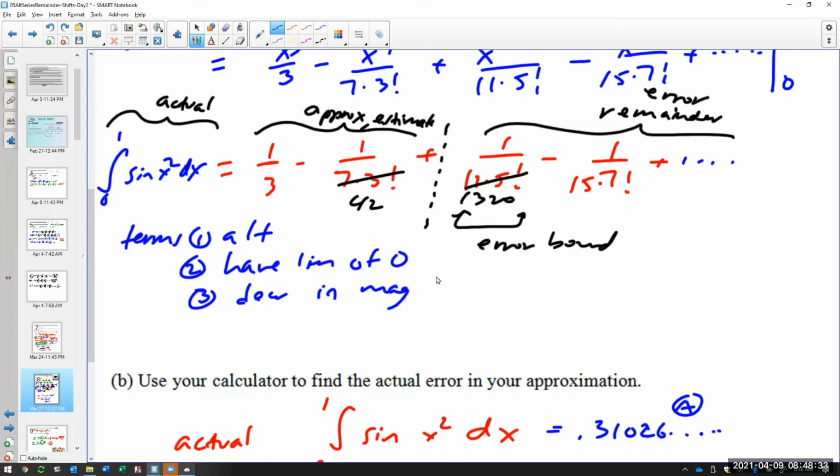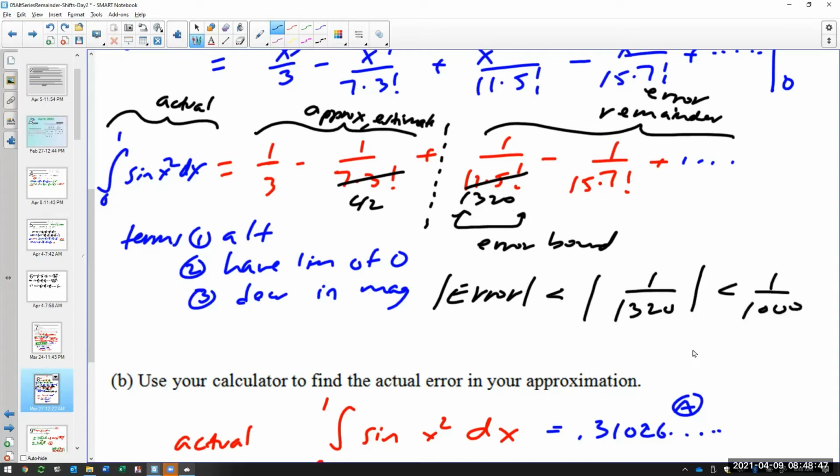So what that means, using the alternating series remainder, is my error is less than or equal to, and you can also just put less than here, the absolute value of this, which is 1 over 1320, and make sure that that's less than what they asked you, 1 over 1,000. My estimate, because they do ask you to give the estimate, would be 1/3 minus 1 over 42, whatever that is. You can leave it like this.